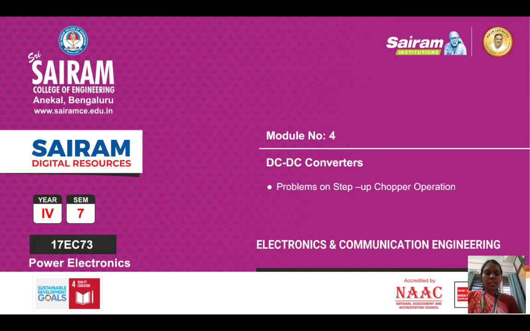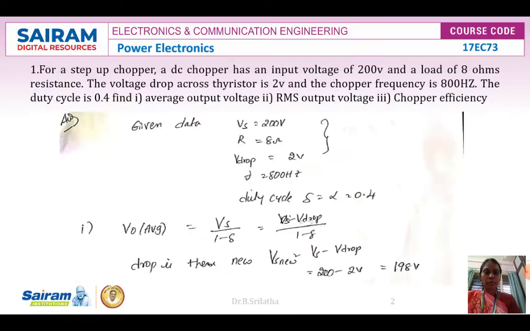Whatever we derived in the last videos, using those derivations and formulas, now we are going to solve some problems on step up chopper. First problem. For a step up chopper, a DC chopper has an input voltage of 200 volts and a load of 8 ohms resistance. The voltage drop across the thyristor is 2 volts and the chopper frequency is 800 Hz. The duty cycle is 0.4. Find average output voltage, RMS output voltage and chopper efficiency.